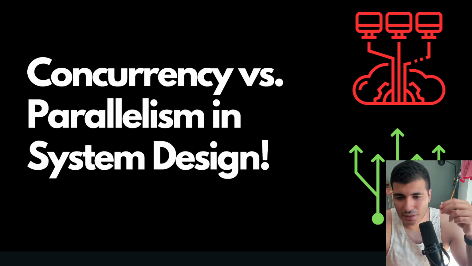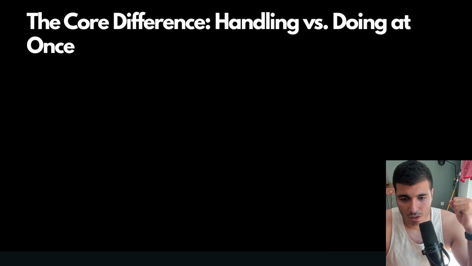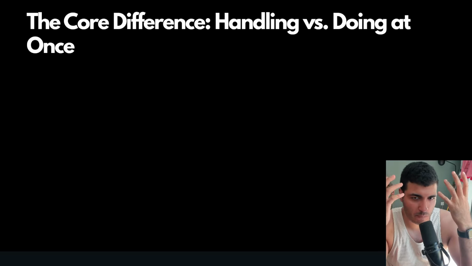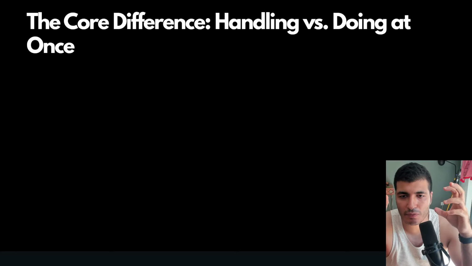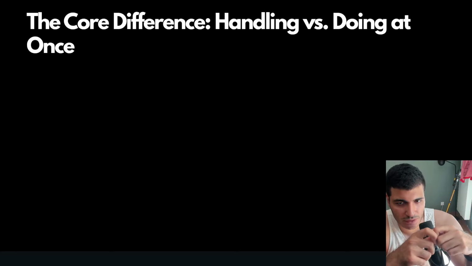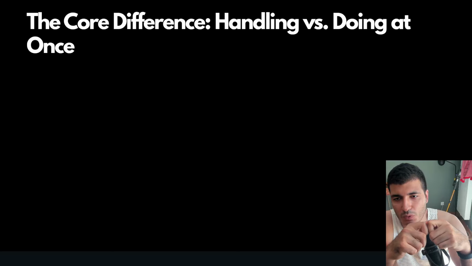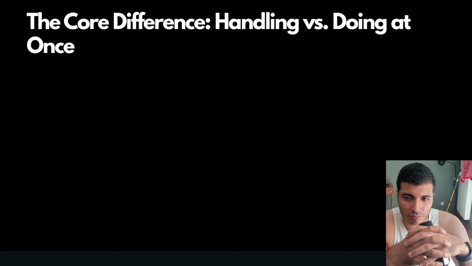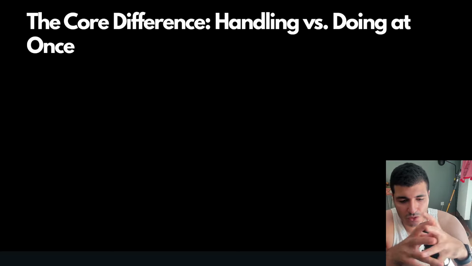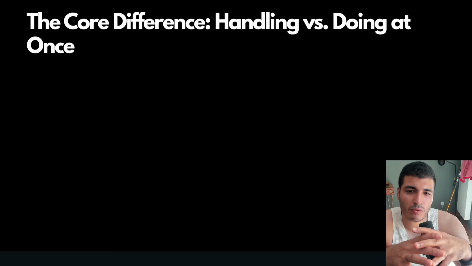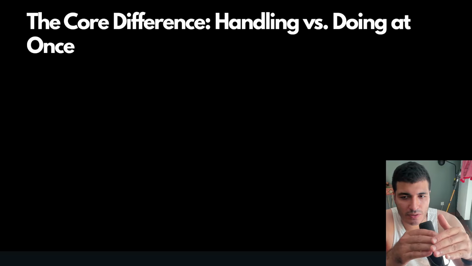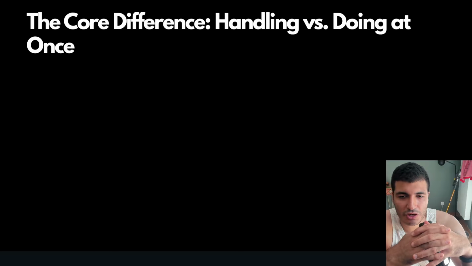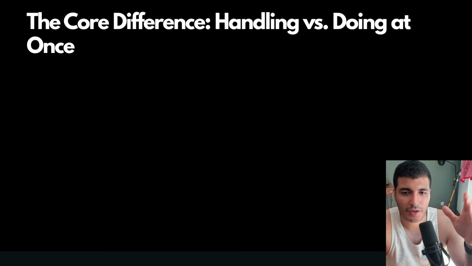Today we are diving deep into these concepts. Okay, so let's get to the heart of it. With a simple example, let's assume that we have a kitchen, and let's start with concurrency. Concurrency is about dealing with many things at once. Imagine a single chef juggling multiple dishes in the kitchen.